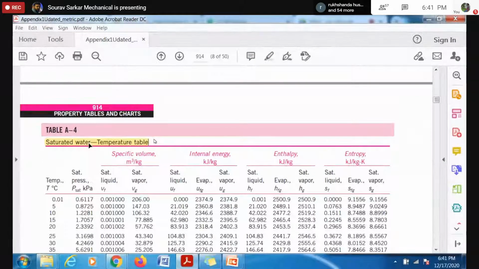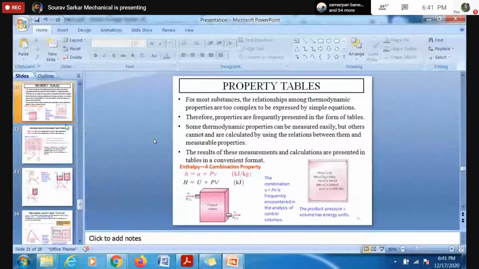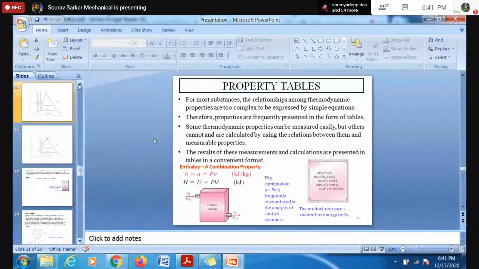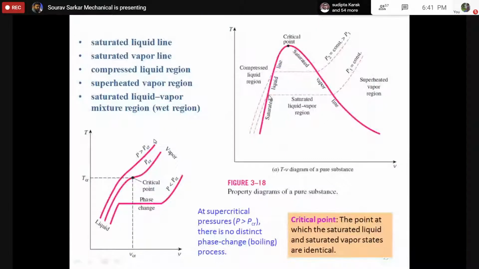So what do we mean by saturated water? Saturated water is basically talking about this line. What is happening in between this and this? This is the saturated liquid and this is the saturated vapor. In between, every state can be termed a saturated water state. So saturated water is basically the combination of saturated liquid plus some part of saturated vapor.